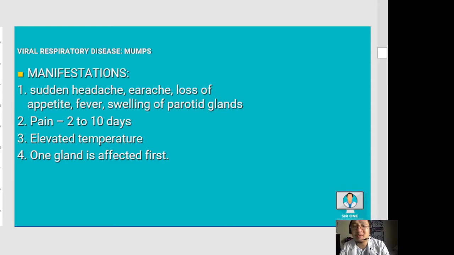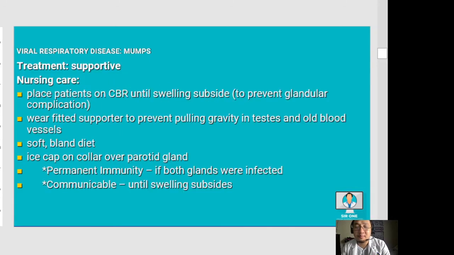Pain usually lasts 2 to 10 days, especially on the collar region, on the swelling site or sites. There is elevated temperature, still a fever. Then one gland is usually affected first. Nursing care is usually supportive. The treatment is usually supportive, meaning it has no specific drug of choice.